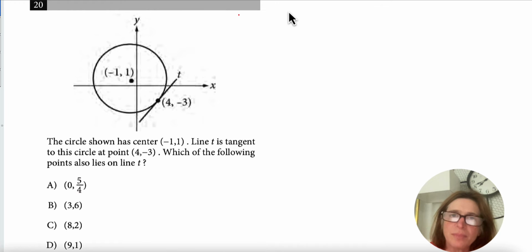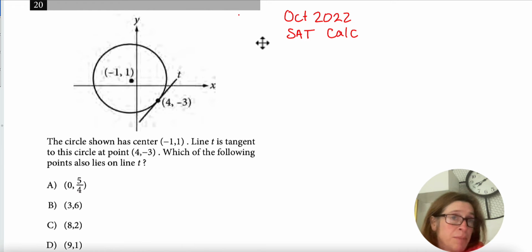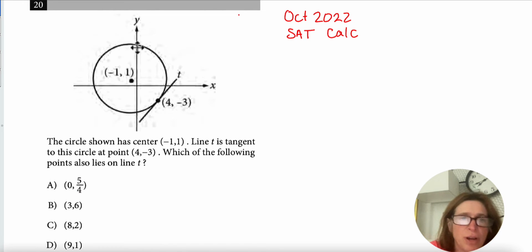It's from the October 2022 SAT, and it's the calculator section. October 2022 SAT calculator, question number 20, so of medium difficulty maybe. And here we have a circle shown, which has a center of -1, 1. And there's a line tangent to the circle at the point 4, -3. Which of the following points also lies on line T?